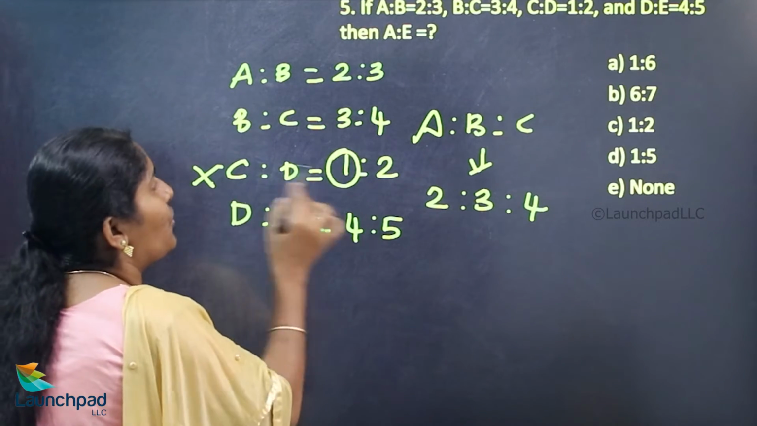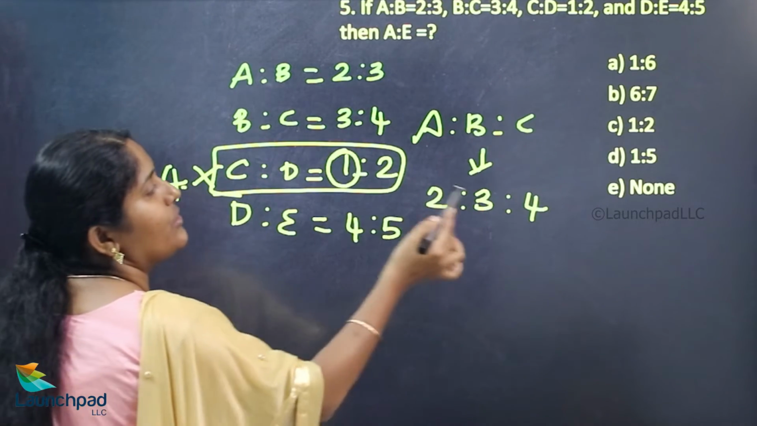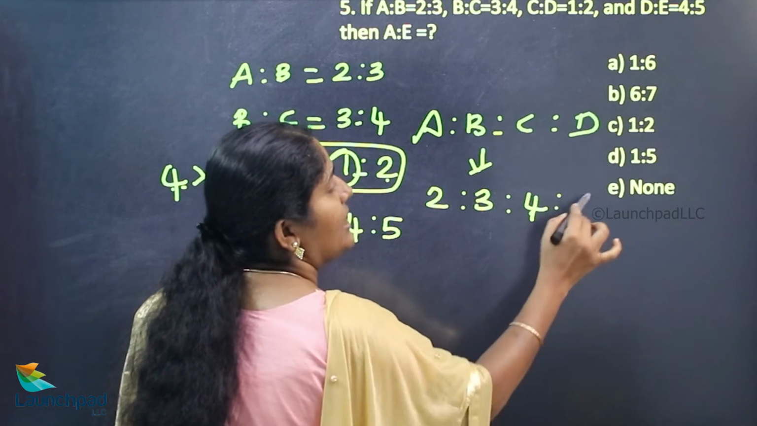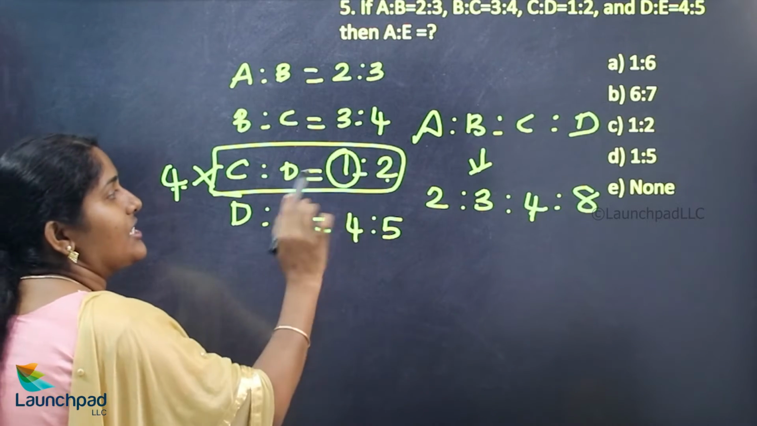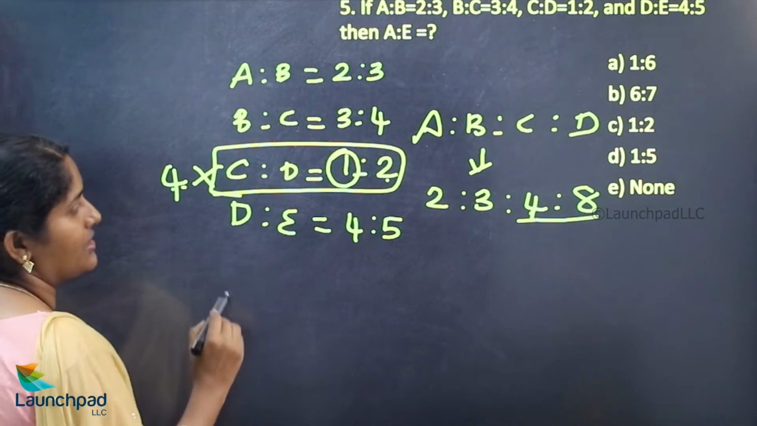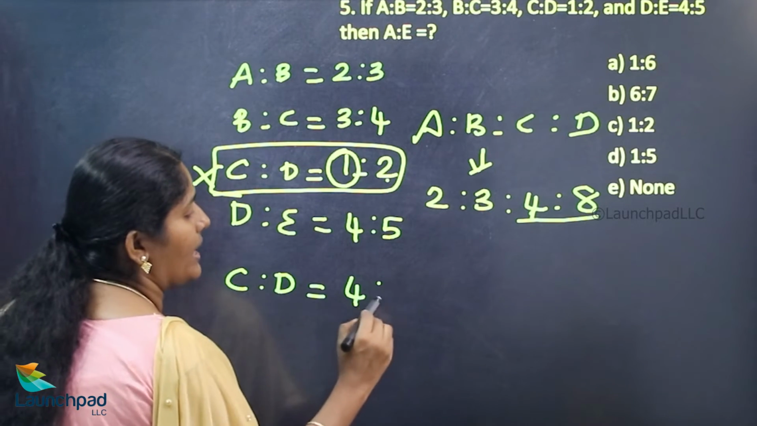So if we multiply the entire term by 4, 1 4 is 4, the C term will be 4, and 4 2s are 8. Now the D term will be 8, depending upon your question. Now the D term is 4 is to 8. Am I right? Now your updated C is to D is 4 is to 8.